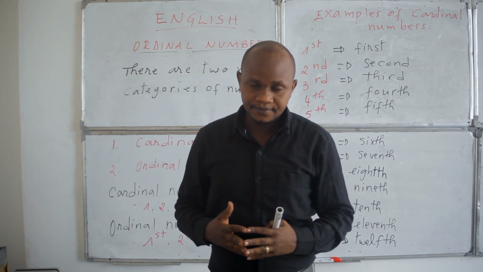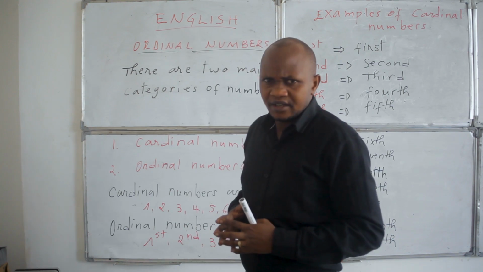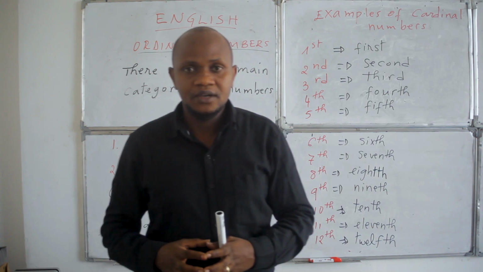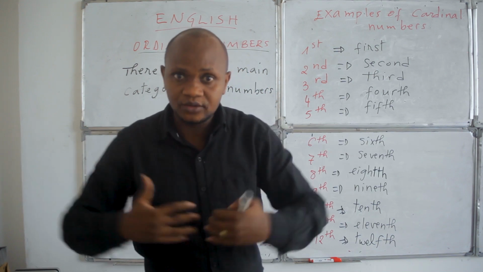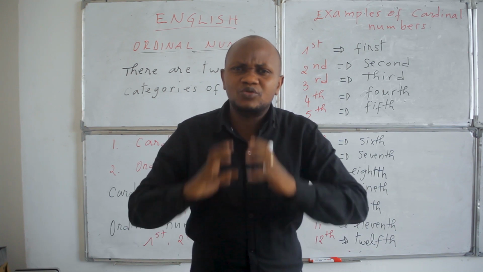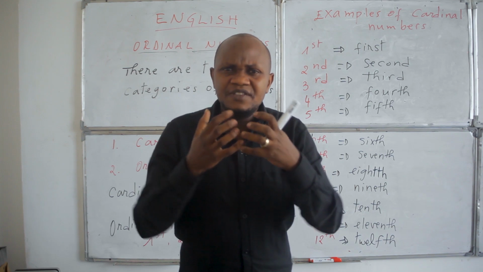Gukomeza. Ese akamaro k'iyi mibare tugiye kwiga? We are going to see some importance of these numbers. They are used in sentences. Iyi mibare ikoreshwa mu nteruro zitandukanye. Nibyo tugiye kureba. Ariko mbere yaho tugiye kureba uko iyi mibare tuyisoma. Nuko mu byukuri ivugitse. Ivugitse gute?